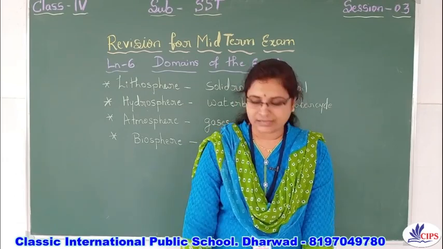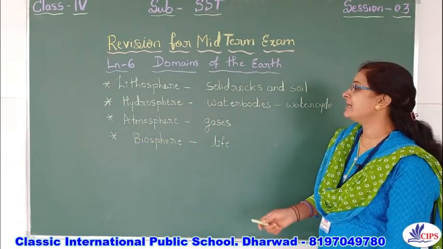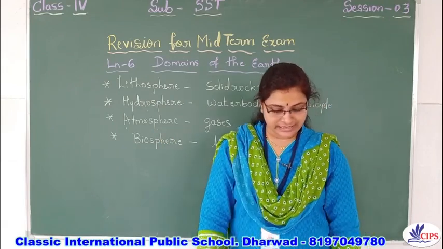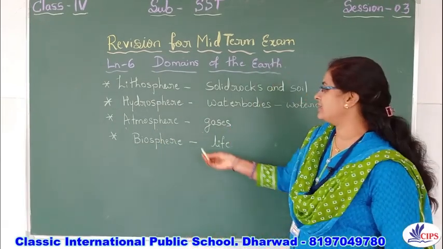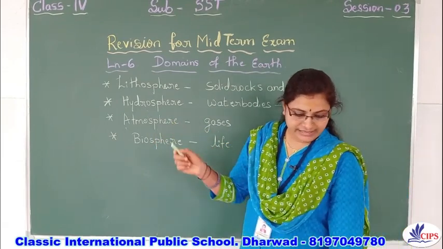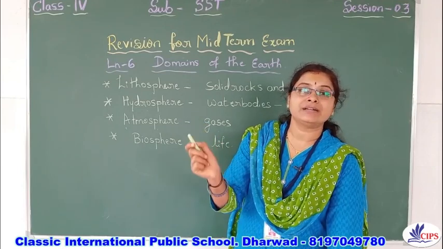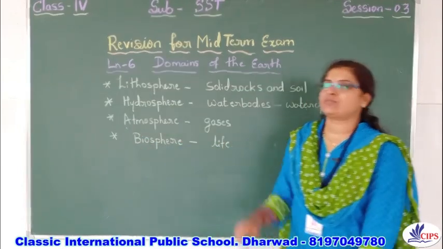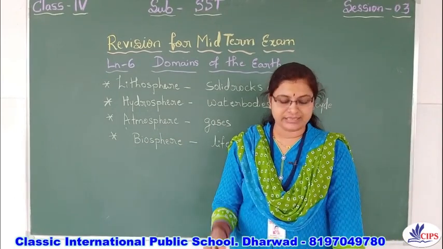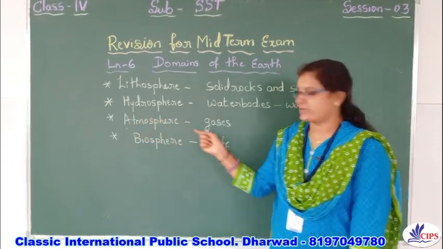Okay. Then come to the third point, the third domain. What is that? Atmosphere. Okay. The atmosphere is the gaseous part of the world which surrounds and covers all of us, means it covers the earth. It is known as the atmosphere. Here, the gaseous part of the world that covers all of us is called the atmosphere, children.